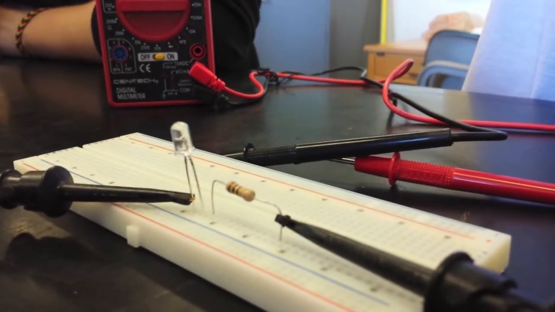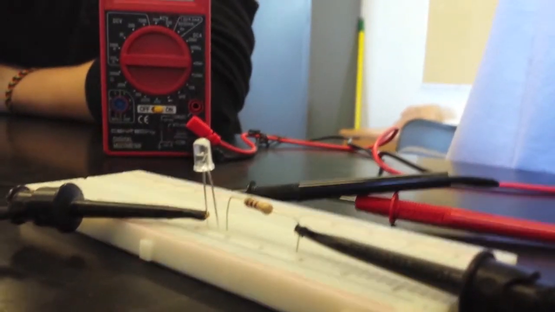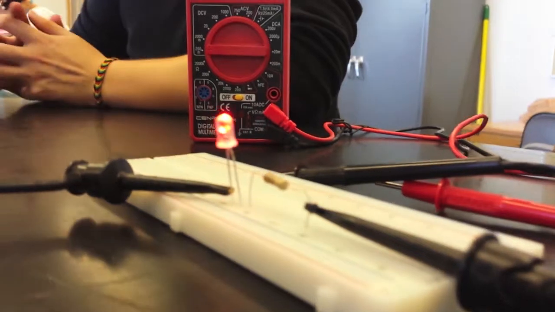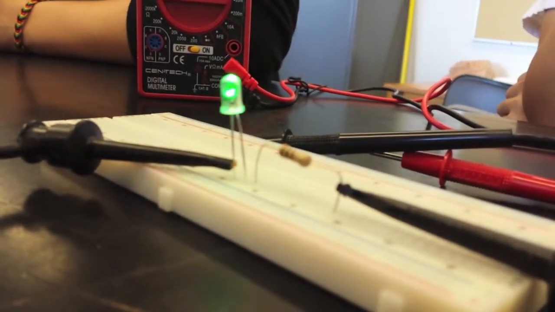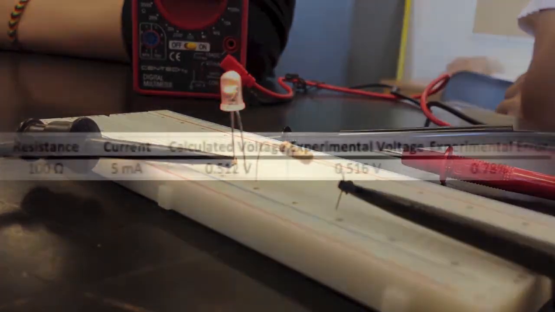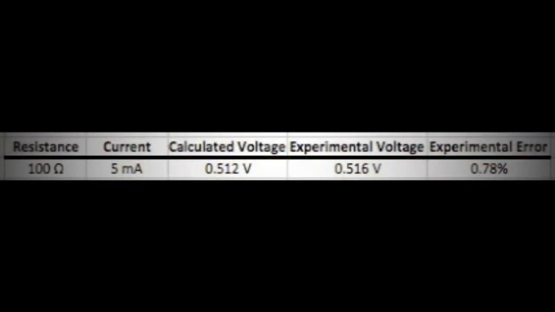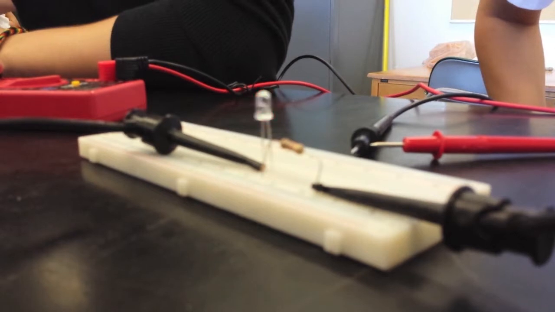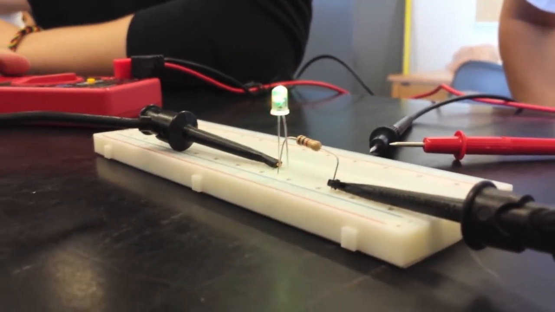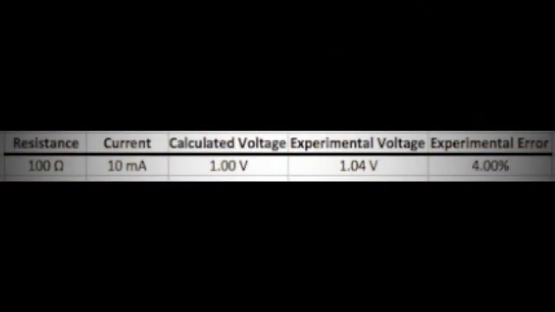We repeated this experiment using a 100 ohm resistor. With a current of 5 milliamps, our calculated value came out to be 0.512 volts, and our experimental value was 0.516 volts. This was an error of 0.78%. Using a current of 10 milliamps, we calculated a voltage of 1.00 and an experimental voltage of 1.04, which gave us an experimental error of 4.0%.